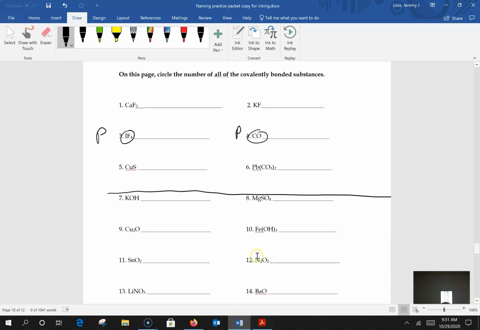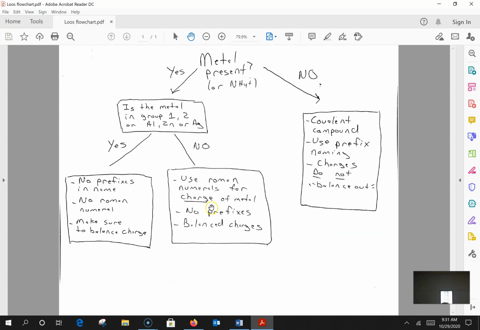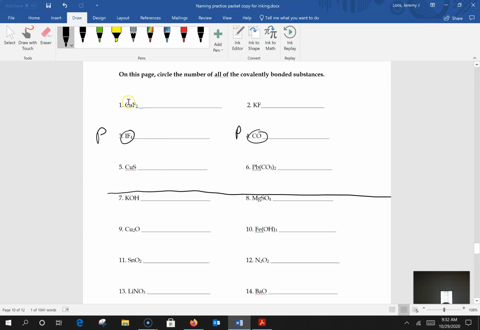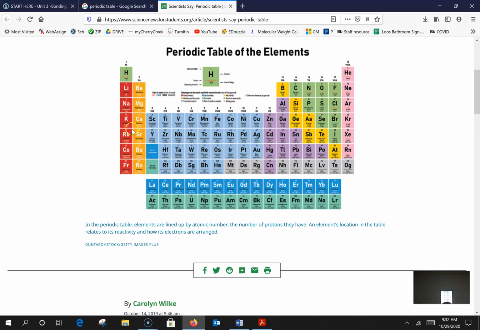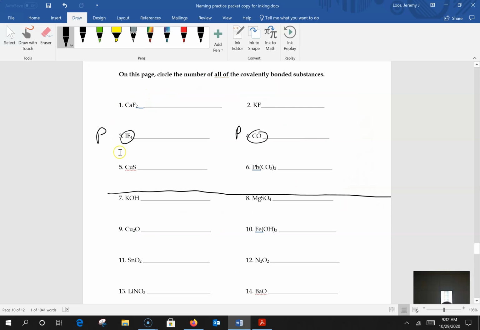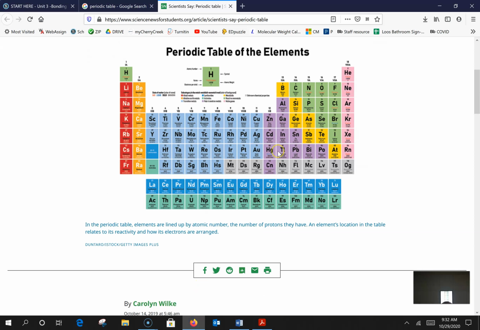So remember, the Roman numerals are going to be, if the answer to this question is no, is the metal in group 1, 2, or aluminum, zinc, silver. So neither of these two need Roman numerals because calcium is in group 2. It's in the second column of the periodic table, and potassium is in group 1. So therefore, those aren't going to have Roman numerals, but copper will. Copper is in the middle. Copper is right here. That's going to need a Roman numeral.